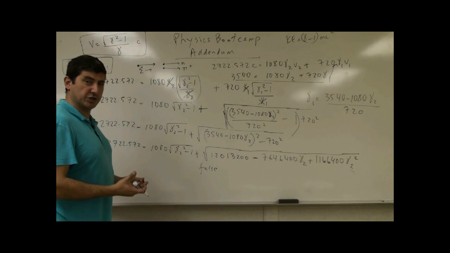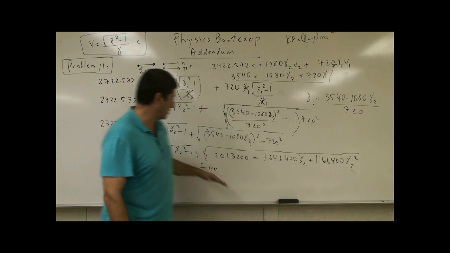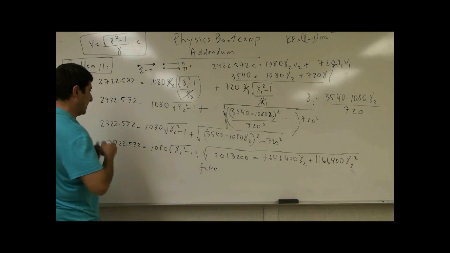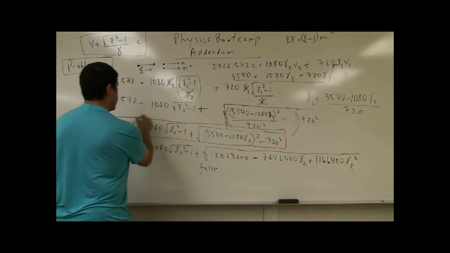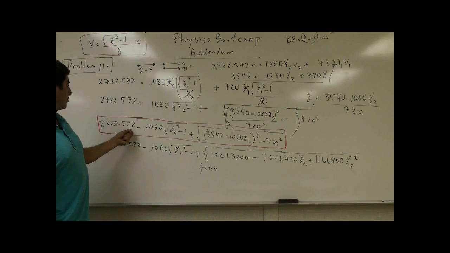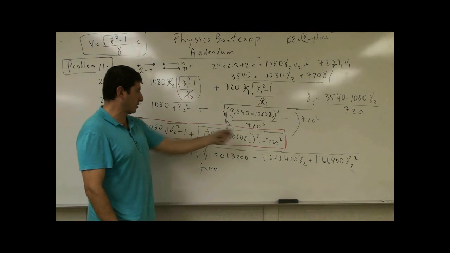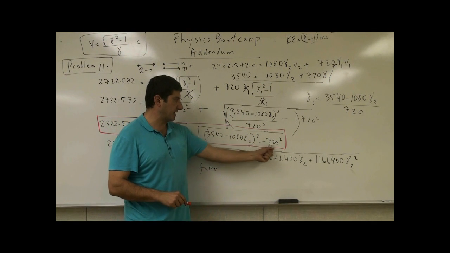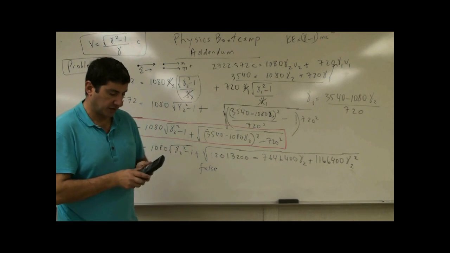When you're putting this equation into the calculator, you don't necessarily have to put in these big numbers. You could put in this equation as is. It's actually nicer and neater instead of having to put in these huge numbers. 2722.572 is 1080 square root of x squared minus 1 plus square root of 3540 minus 1080 x quantity squared minus 720 squared. Okay, so let's try that.